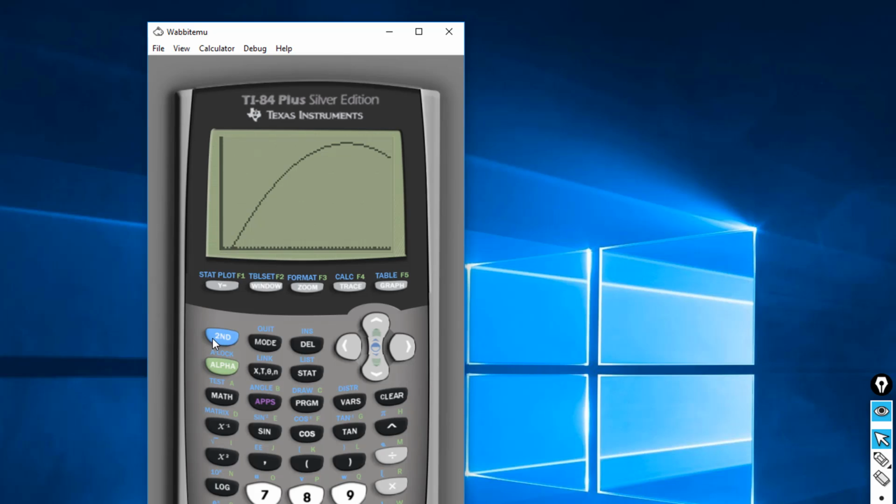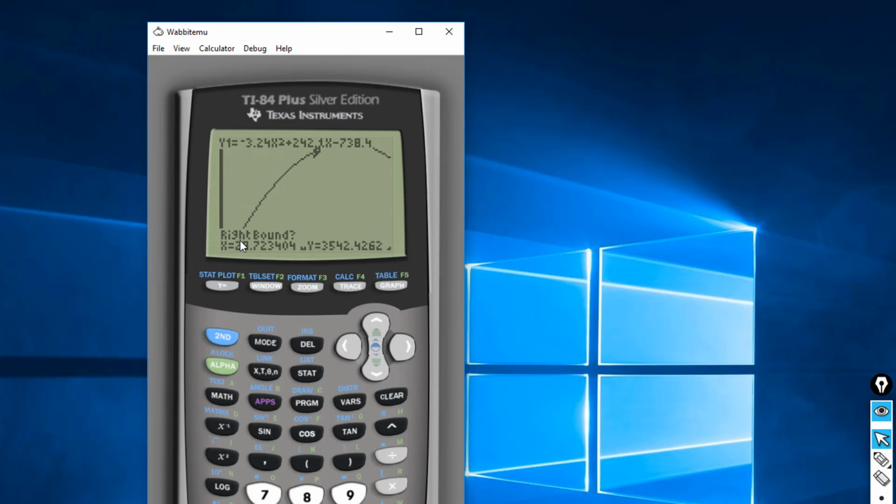Okay, so what we're going to do here is hit the second key here, and we're accessing the calculate menu. We hit the trace key here, and in this particular case, we're actually looking for a maximum because the parabola opens downward. So I hit 4. Okay, so now it says left bound. So the way this works is you hit the arrow here, just go up and get kind of close to the vertex on the left side, and then hit enter.